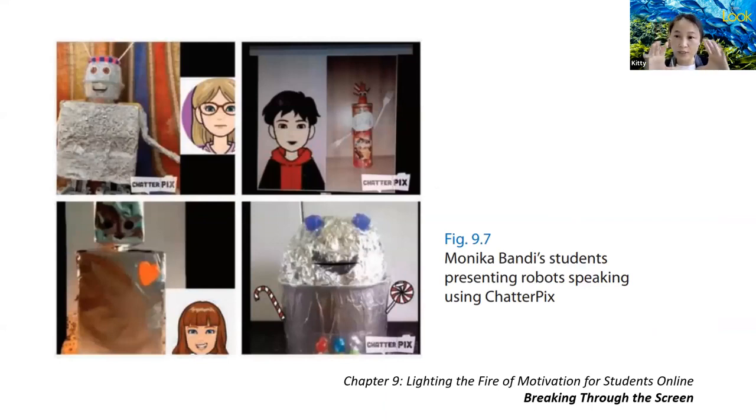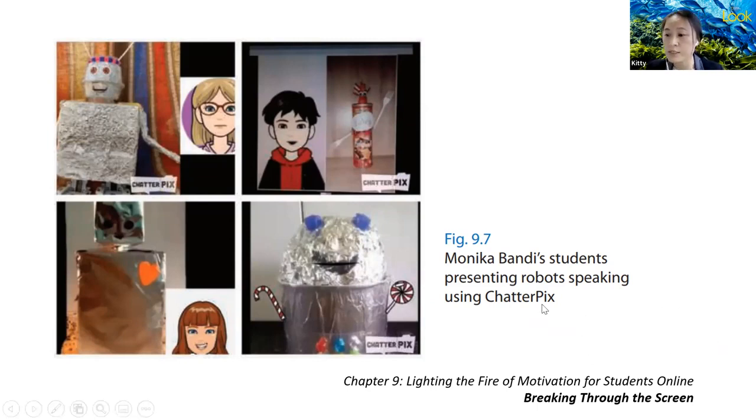So this example, you can see it in this chapter 9. In this example, this teacher, Monica Bandi, is from Romania. I see one of the teachers here is from Romania. She asked her young learners to use recyclable materials to make robots. After students made the robots, they wrote a description about their robots, how they look, what they were made of, what they could do. And then they take photos of their robot and use an animation app called Chatterpix.